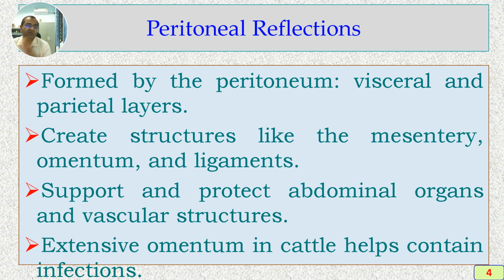Peritoneal reflections are formed by the peritoneum, with visceral and parietal layers, and create structures like the mesentery, omentum and different types of ligaments. These support and protect abdominal organs and vascular structures, and cattle have an extensive omentum, which helps in containing infections.